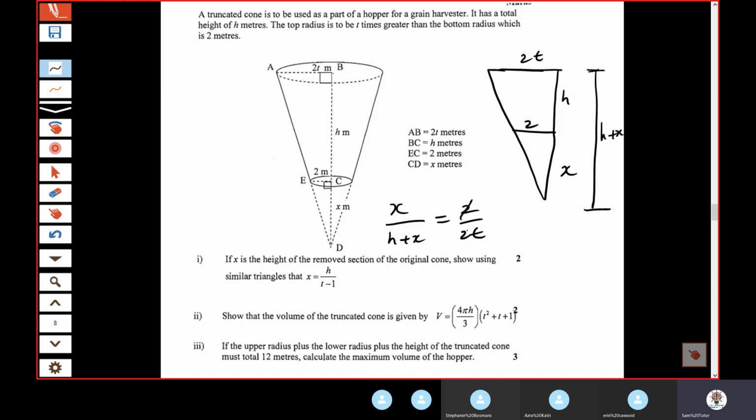And then it's just a matter of making x the subject. Here we go. So 2 and 2 cancels out. Cross multiply. xt equals h plus x. Bring your x's to one side. If I've got xt take away x equals h, and I want to solve for x. Same as before. x times t minus 1 equals h, divide by t minus 1. So you can tell, again, the algebra is not hard. It's just knowing that similar triangles right at the beginning.